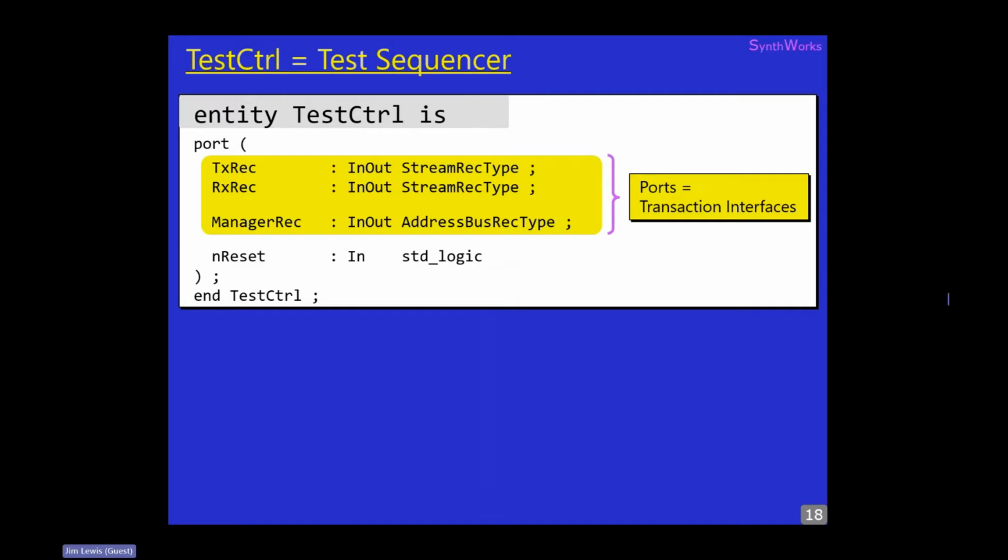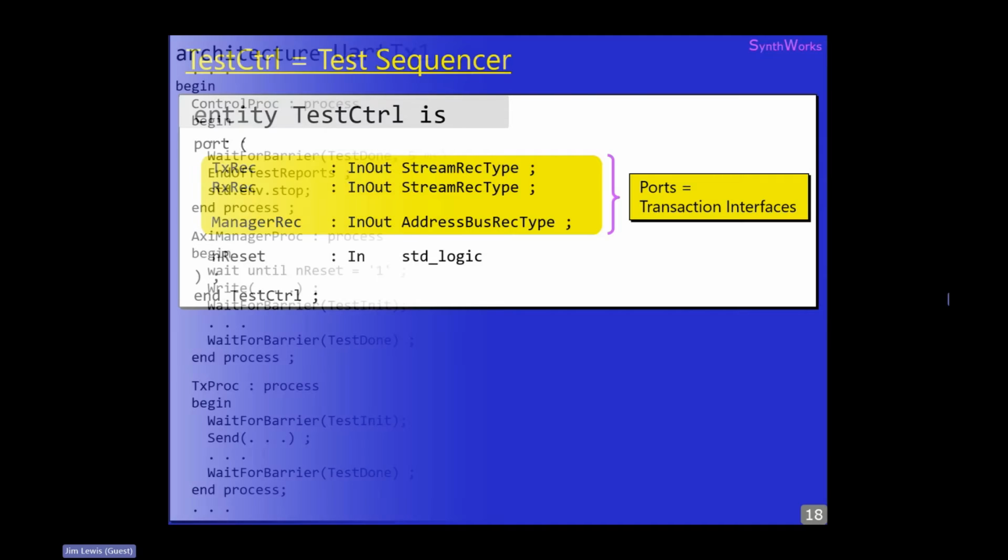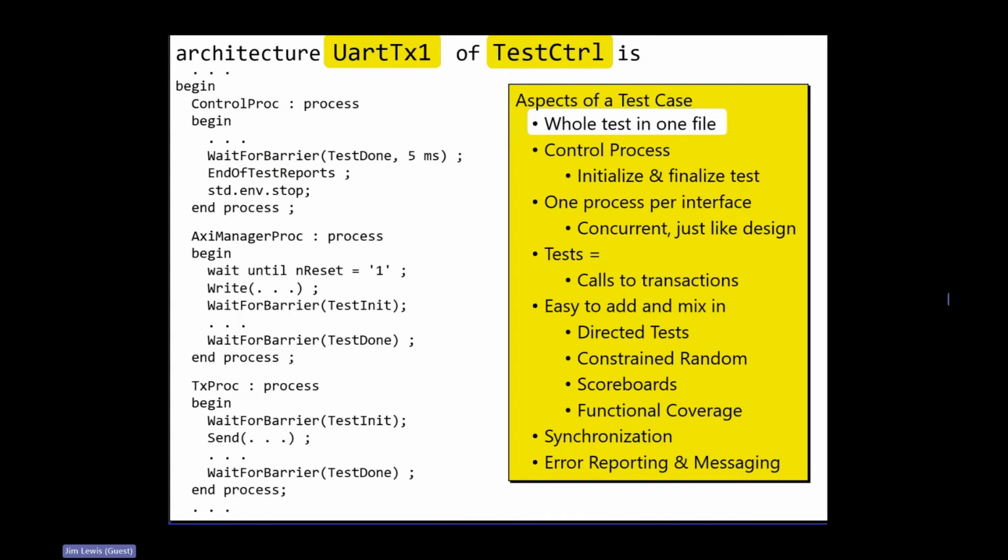If we look at the test sequencer, then what we're going to see primarily is these transaction interfaces as the ports. And then internally, we're going to see the whole test in this file. So unlike SystemVerilog, it's not spread out across multiple files with constraints in different places. We have a control process, which is in charge of initialization and finalization of the test. We have one process per interface, so we're concurrent, just like your design is concurrent. We build tests by calling transactions, which makes it easy to add in and mix directed testing with constrained random testing, and then also add in other features such as scoreboards and functional coverage.